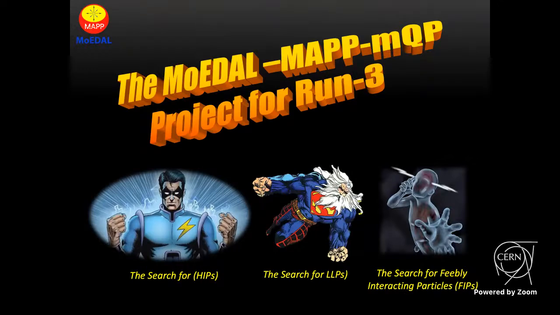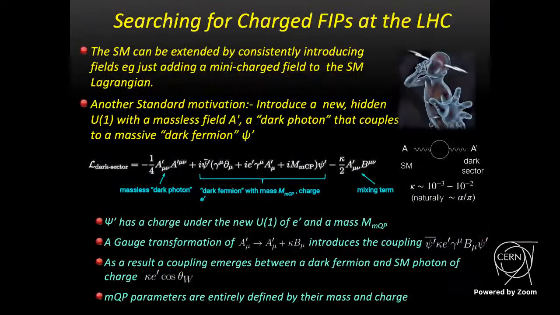So this adds the search for feebly interacting particles in the form of milli-charged particles, and maybe particles that interact by their electric dipole moment. And again, we've seen lots and lots about these new dark sector models. And we're looking here at a model that introduces a new hidden U(1) with massless field A prime, which again, we've seen before, a dark photon that couples to a massive dark fermion particle that's milli-charged. And we can get milli-charged particle production in this way by the Drell-Yan mechanism.